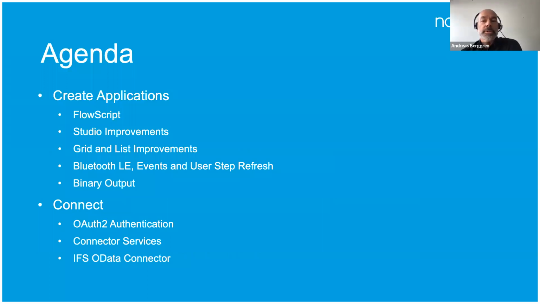Today's agenda. So we are going to cover two main topics. First, we have things related to creating application, which includes a bit of Flow script, Studio improvements, grid and list improvements, Bluetooth LE, events and user step refresh, binary output, and then we have connect with the OAuth 2 authentication and connector services and the IFS OData connector.